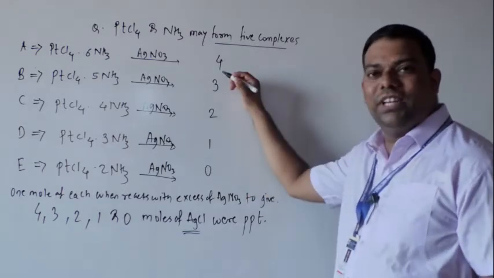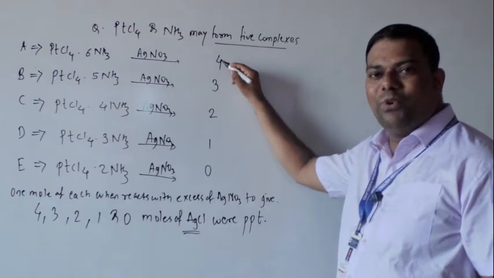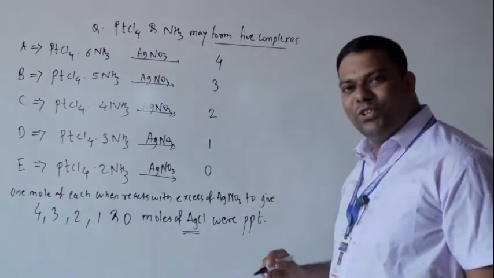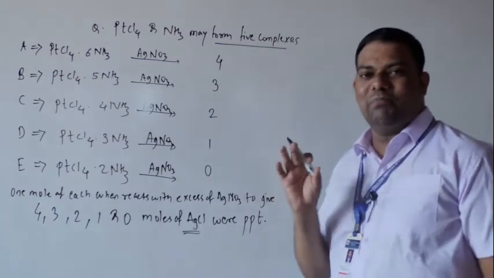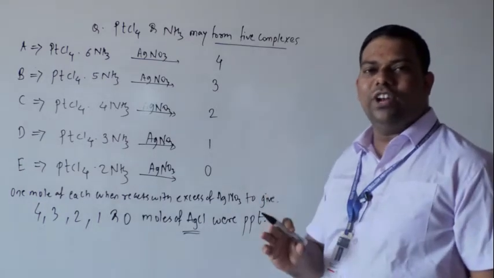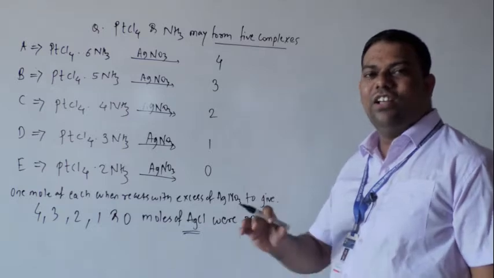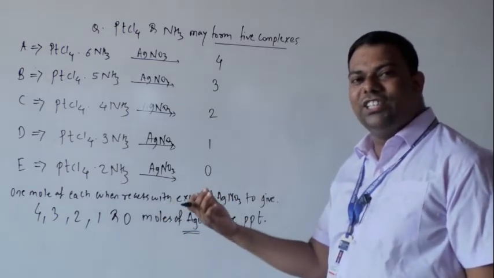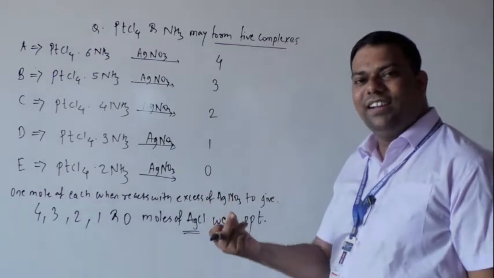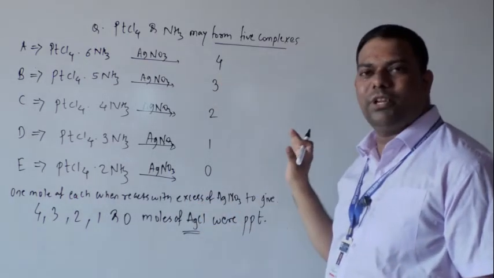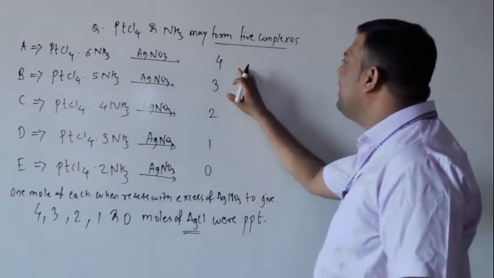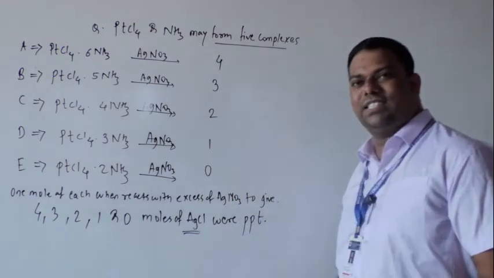So the meaning of this: when 4 moles were precipitated, when 3, 2, 1 and 0 moles precipitated, it is based on your ionizable valences, that is, out of the coordination sphere, how many ionizable chlorines there are. That depends on this, and that will precipitate. So what do we have to write here? We have to write the formula of those complexes.